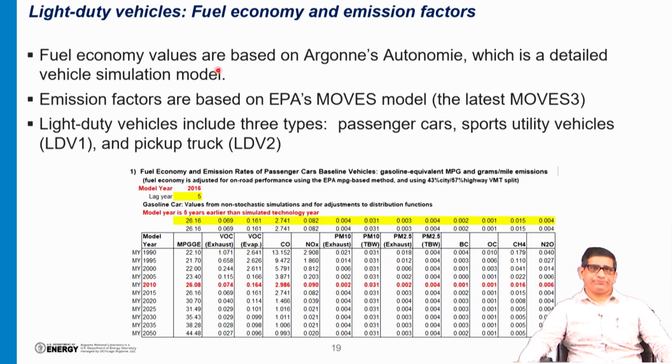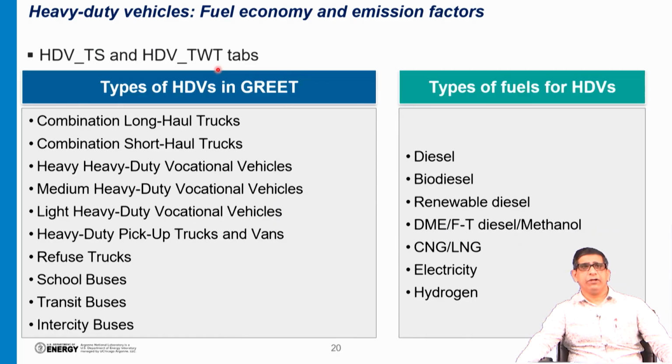So, we looked at the different types of trucks out there. For heavy duty vehicles, there are also fuel economy and emission factors, covering a combination of long haul trucks, short haul trucks, heavy duty vocational vehicles, pickup trucks, refuse trucks, school buses, transit buses, intercity buses, and all those different types of energy which get used for them.